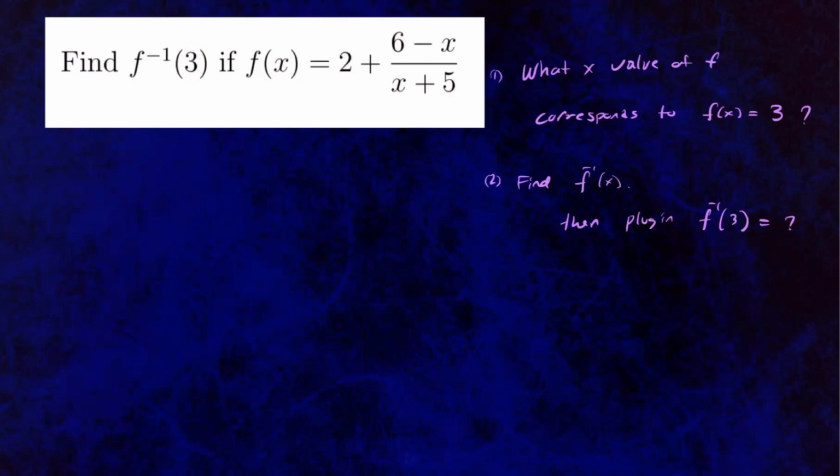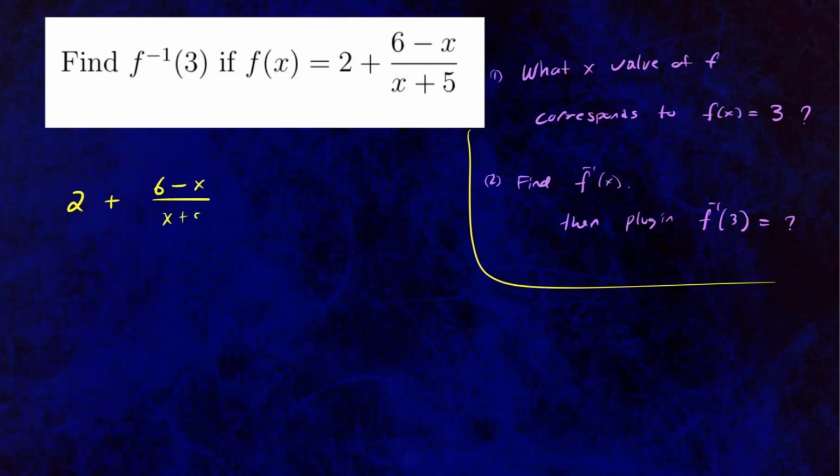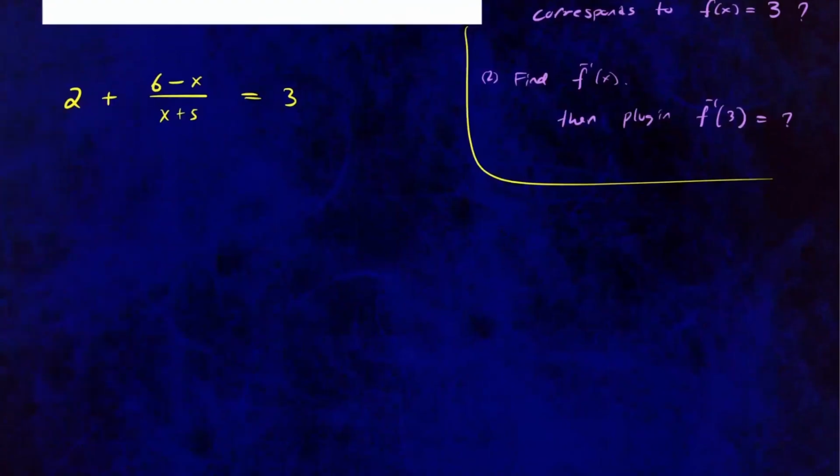I'm going to do it using the first option, where I take my formula f of x, set it equal to 3, and solve for the corresponding x value. So let's see how that's going to work out. We're going to take our function, which is 2 plus (6 minus x) over (x plus 5), and set it equal to 3. Since 3 is the input for the inverse, it's going to be the output for f of x. Now let's solve this algebraically for x.